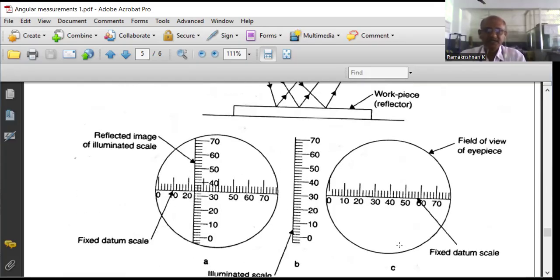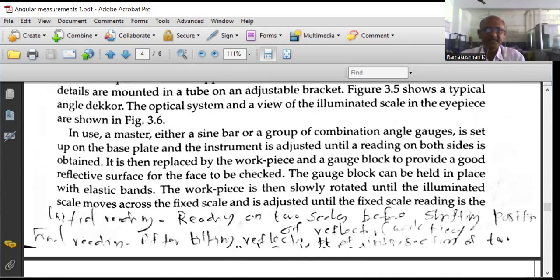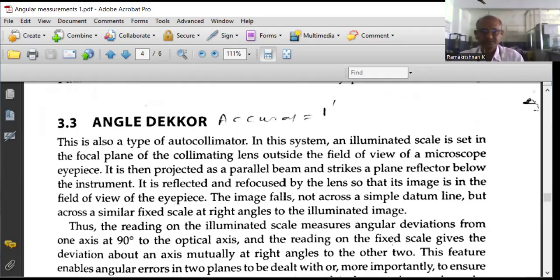But the angle Dekkor is not as precise as the angular autocollimator. It has an accuracy of about 1 second. Its uses are precision measurements and detection of angular movement, among others. So it can be used for many industrial applications.